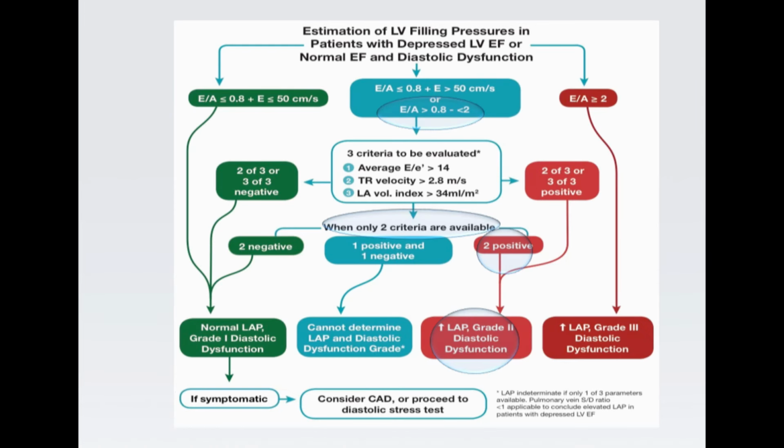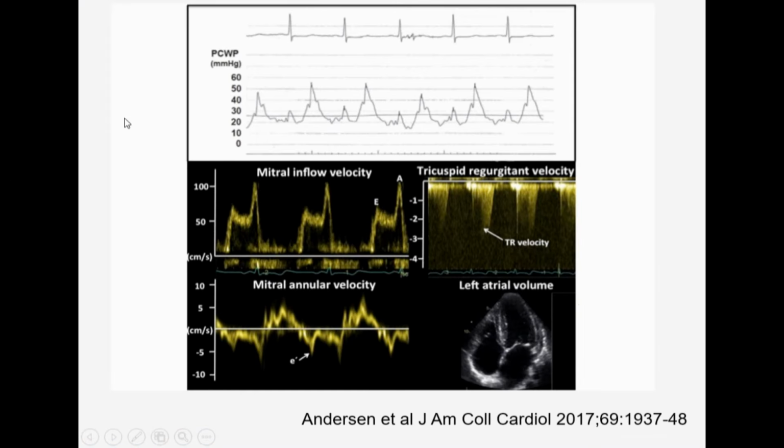Then we say, let us estimate wedge pressure. We are in this middle category, and 2 of the 3 available signals are concordant. So that puts us at grade 2 diastolic dysfunction. Cath confirmed this finding, and you have very nice pressure recordings here.